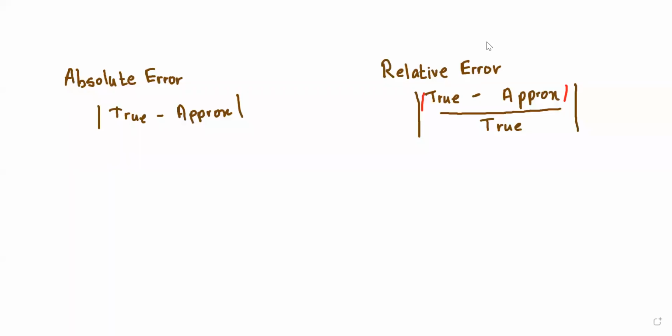Hi guys, in this video we are going to learn about absolute error as well as relative error. In the previous video we learned about approximation. So here we are going to look at what error we get after that approximation, whether we can use it, and whether it is a suitable approximation. So how are we going to find this?